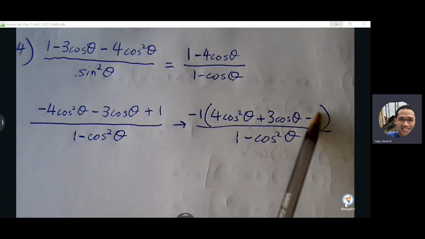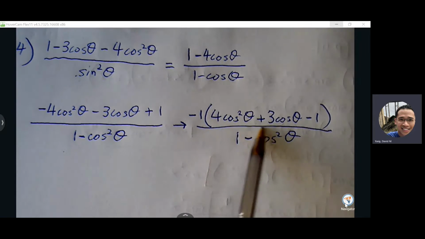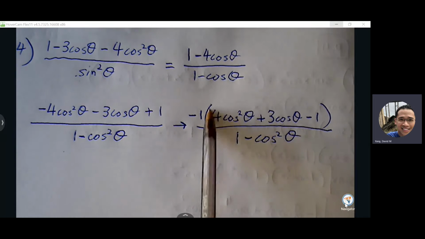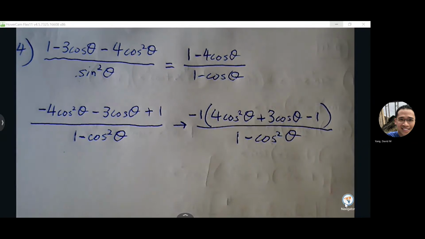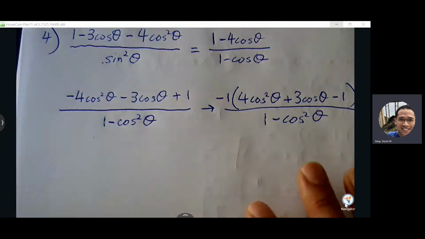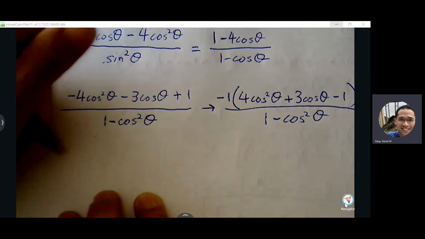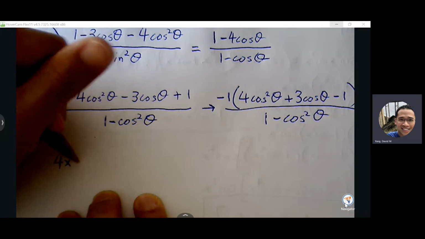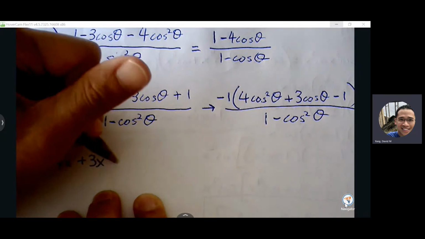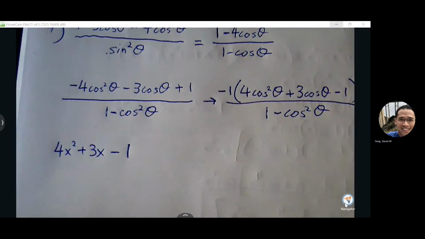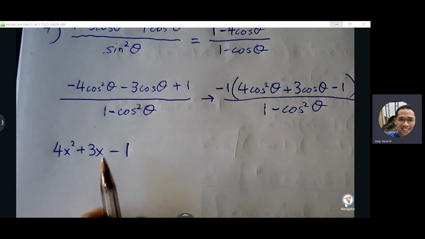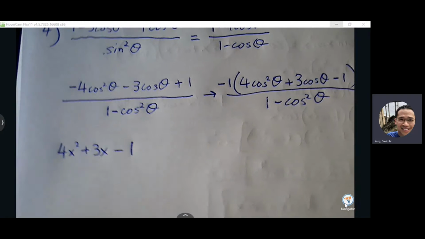Now, do you see something that we can do here? Does this feel recognizable in terms of factoring? Okay, let me ask you this. If I ask you to factor 4x squared plus 3x minus 1, would you remember how to do this? Been a while, right? Factoring? Okay. So let's talk about this.